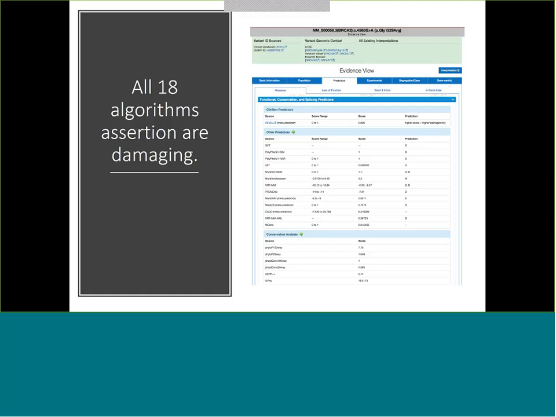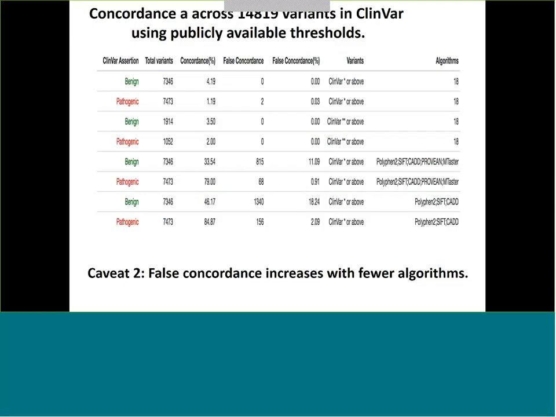So Jenny, can you go to the next slide? This is basically showing that in practice, no one uses these 18 algorithms. People generally use a smaller number of combinations. When you use a smaller number of combinations, the concordance amongst them goes up, but so does the false concordance. That is, they're concordantly saying that this is damaging, but other pieces of evidence are saying that this is benign, and vice versa. So the false concordance increases the lower the number of algorithms that you use. That is a caveat that one needs to keep in mind.